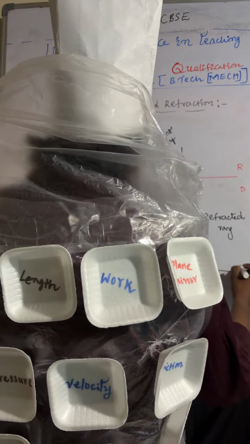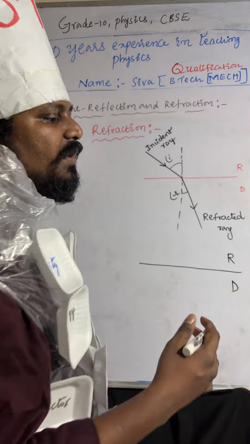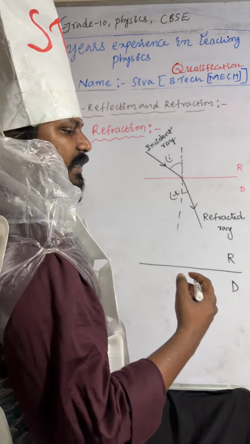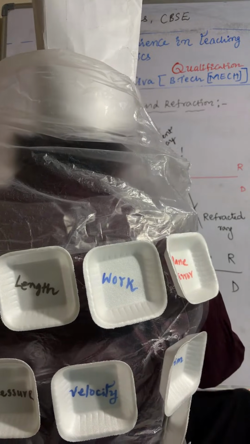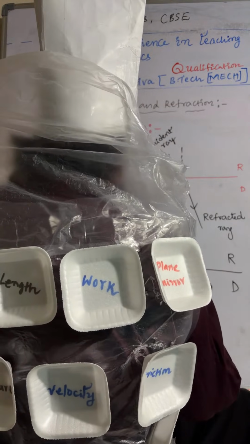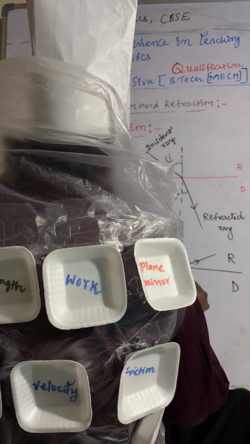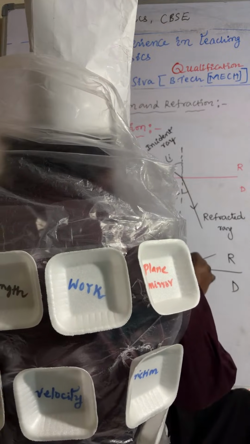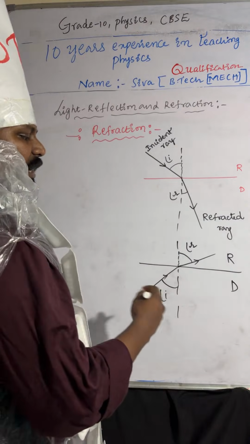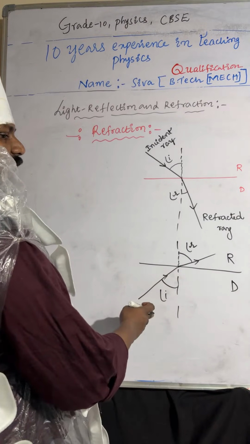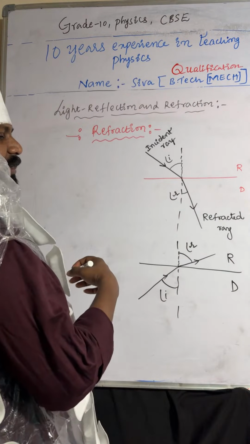And coming to here, this is the rarer medium and the denser medium. The light ray is passing from denser to rarer. At the interface of the two media, the angle between the incident ray and the normal line is called the angle of incidence. The angle between the refracted ray and the normal line is called the angle of refraction.